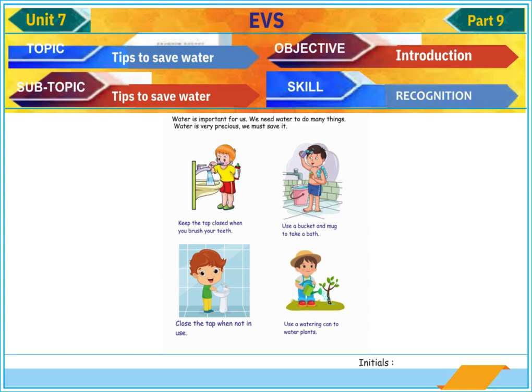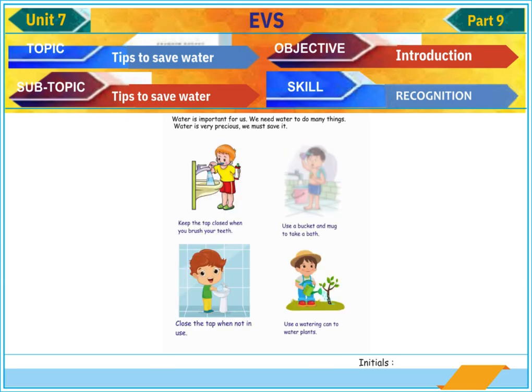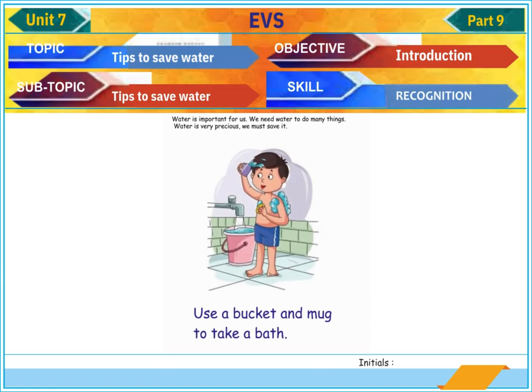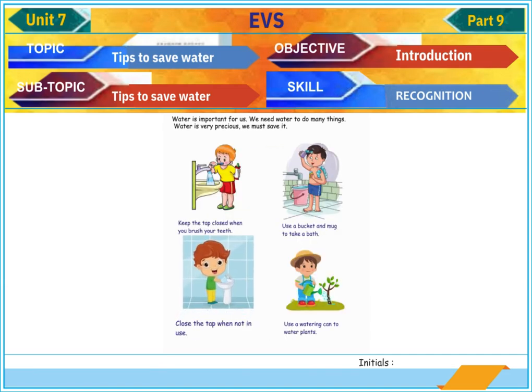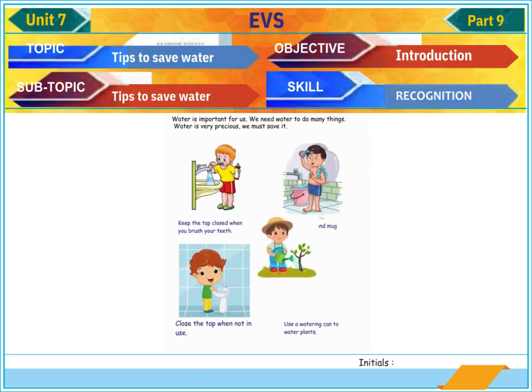Tips to save water. Water is important for us. We need water to do many things. Water is very precious, we must save it. Keep the tap closed when you brush your teeth. Use a bucket and mug to take a bath. Close the tap when not in use. Use a watering can to water plants.